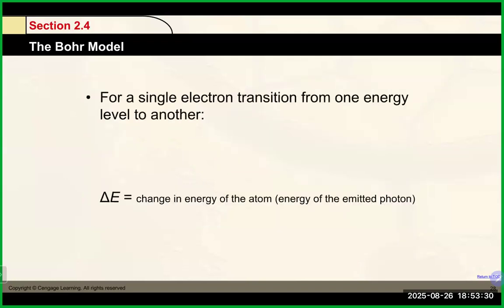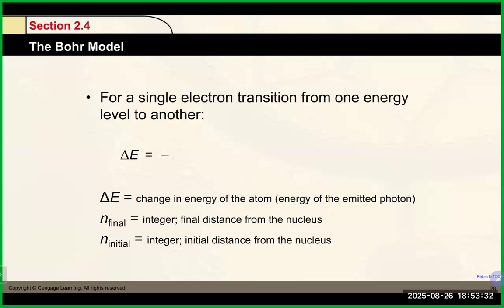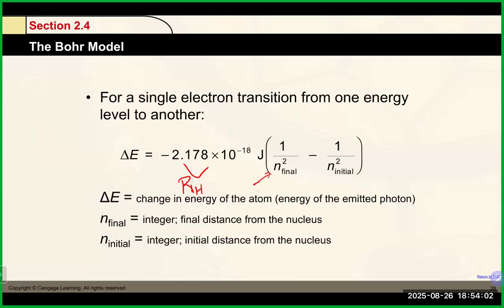Now, one of the ways that you can calculate the energy required to transition from one energy level to the next, one of the ways we'll do in lab today, is this equation here. The change in energy is equal to minus 2.178 times 10 to the minus 18. This is what is known as Rydberg's constant. 1 over n squared final, that is the final energy level the electron finds itself at.